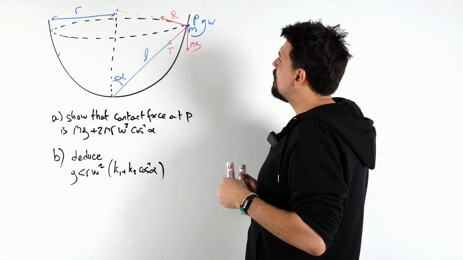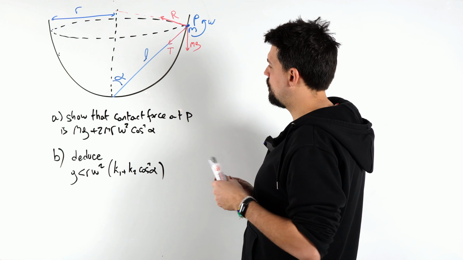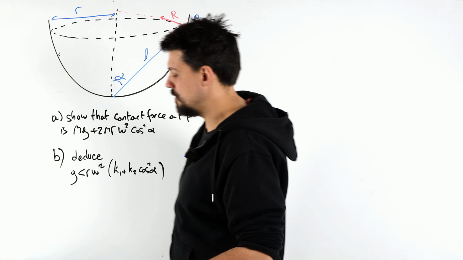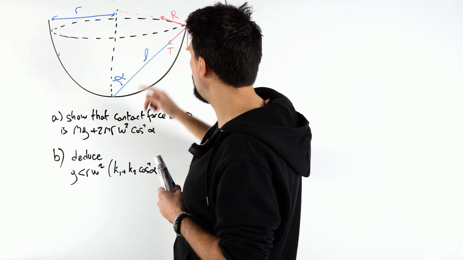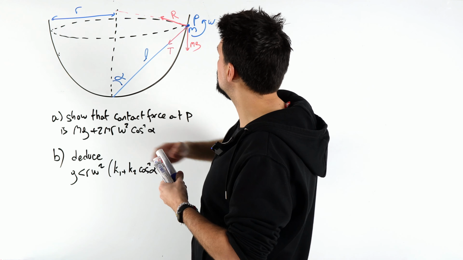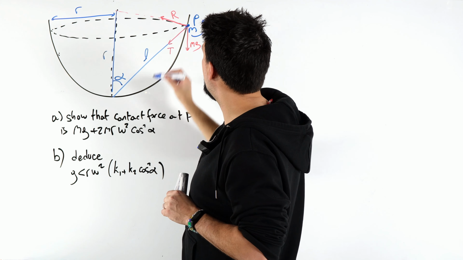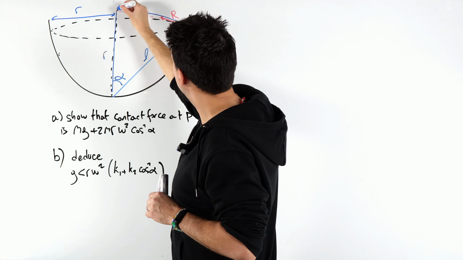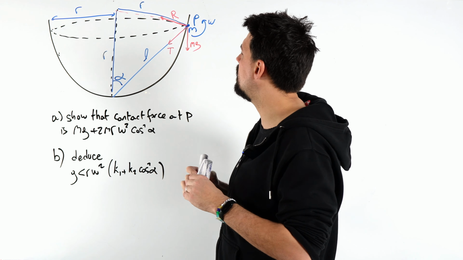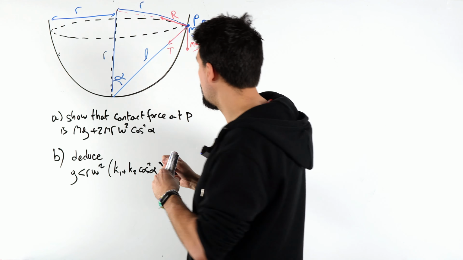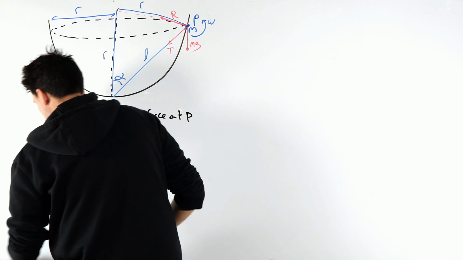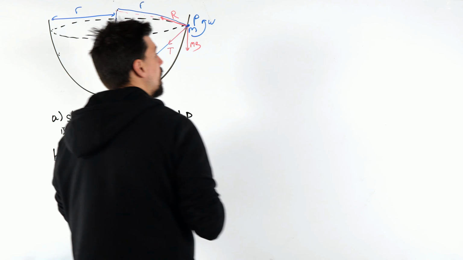Let's put together a little bit of geometry first to figure out what L is, because L remains an unknown, but basically I need to link R, L, and alpha. So let's start with that. That's going to be R, and that's going to be R, all radii of my sphere.